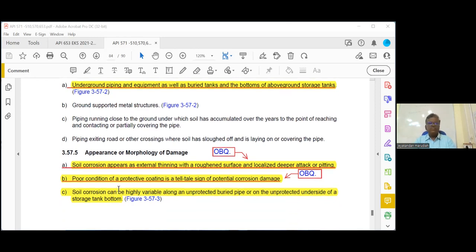Now highlight the B. Poor condition of protective coating is a telltale sign of potential corrosion damage. So if the coating is damaged, that indicates there is soil corrosion.